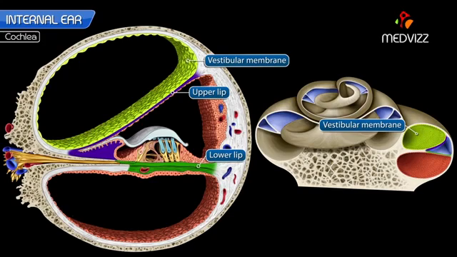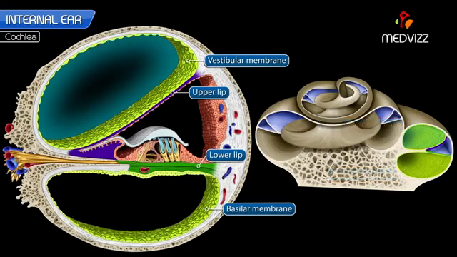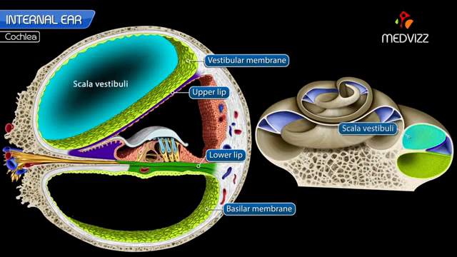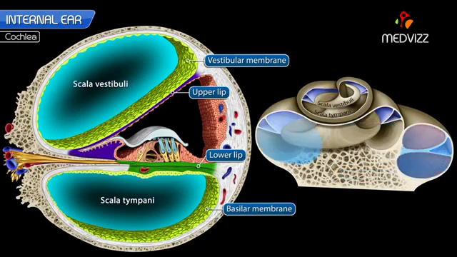The vestibular membrane extends from the upper lip of the lamina till the outer wall of the cochlea, while the basilar membrane extends from the lower lip of the lamina till the outer cochlear wall. This divides the cochlear canal into an upper part, known as the scala vestibuli, and a lower part, known as scala tympani. The scala vestibuli and scala tympani communicate with each other at the apex of the cochlea by a small opening called the helicotrema.